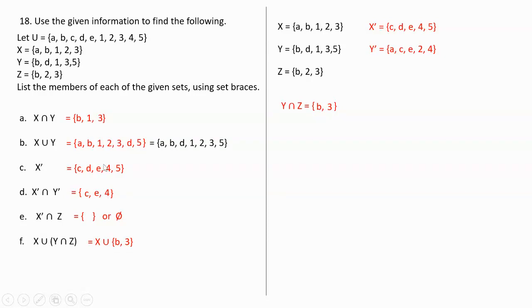Now let's do it how I said earlier, like example B. So we're going to go to the X set. We put everything there from X, which is A, B, 1, 2, 3. Then we go to the next set, which contains the elements B and 3. If it's already there, we don't put them again. Is B there already? You're right, it's already there, so we don't write it again. How about the 3? It's also already there. So my answer would just be set X: A, B, 1, 2, 3.